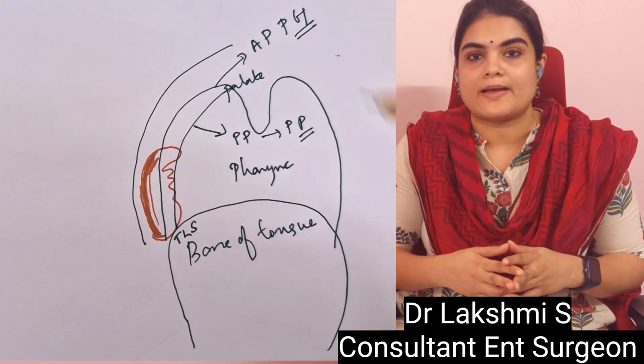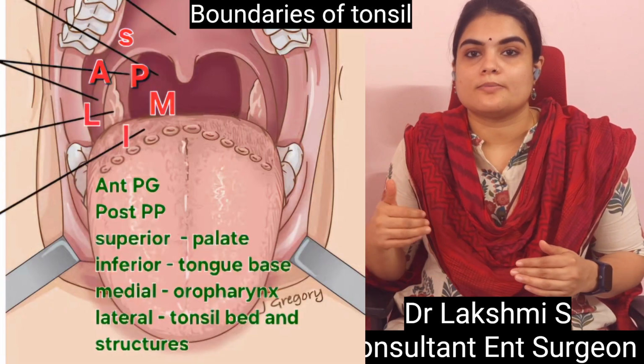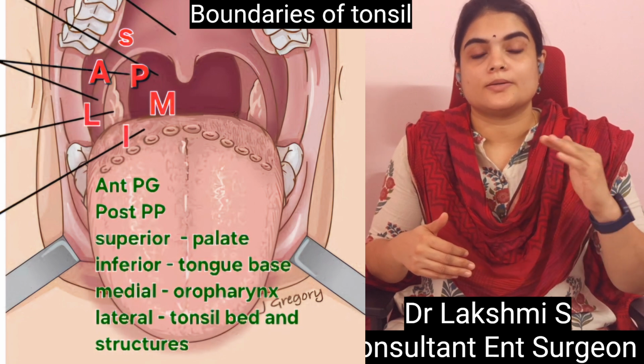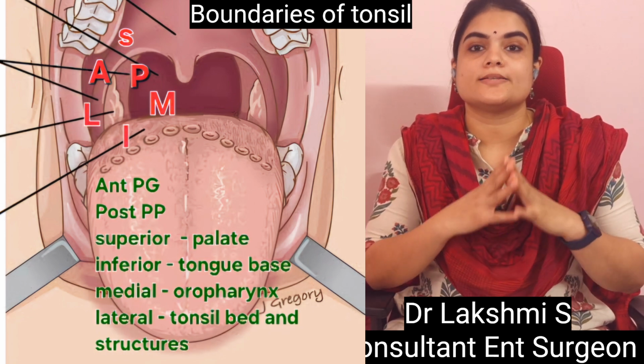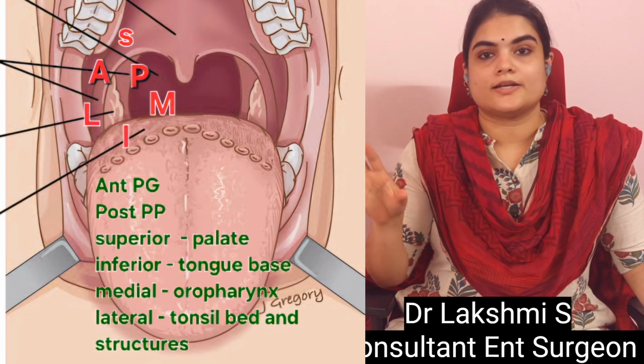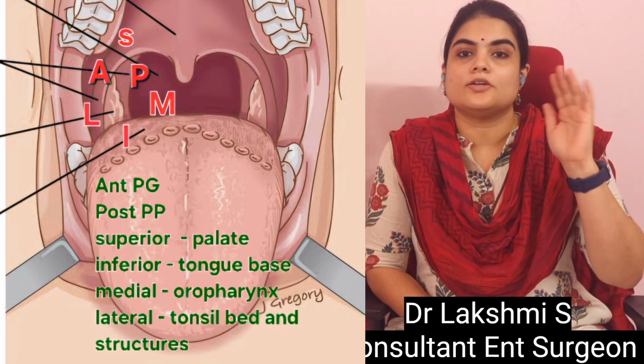Superiorly, you have the soft palate. Inferiorly, there is the posterior part of the tongue, or base of the tongue, and the base of the tongue is separated from the tonsil by a sulcus known as the tonsillolingual sulcus. Medially, you have the pharyngeal opening, that is the pharynx. Laterally, you have the tonsillar bed.